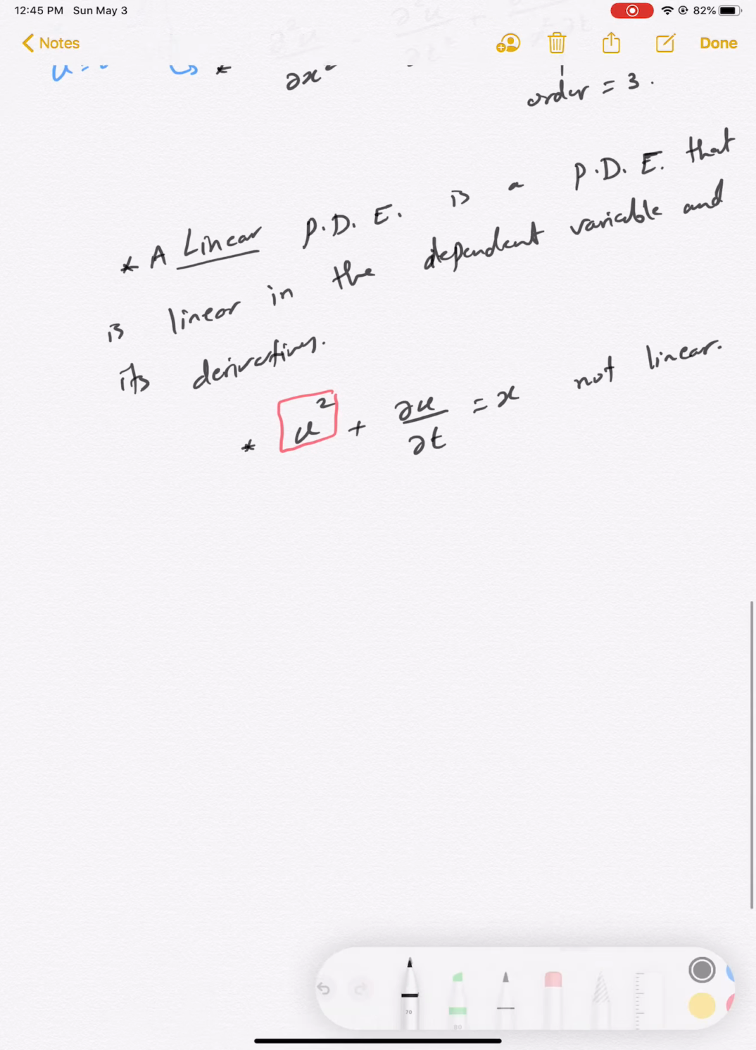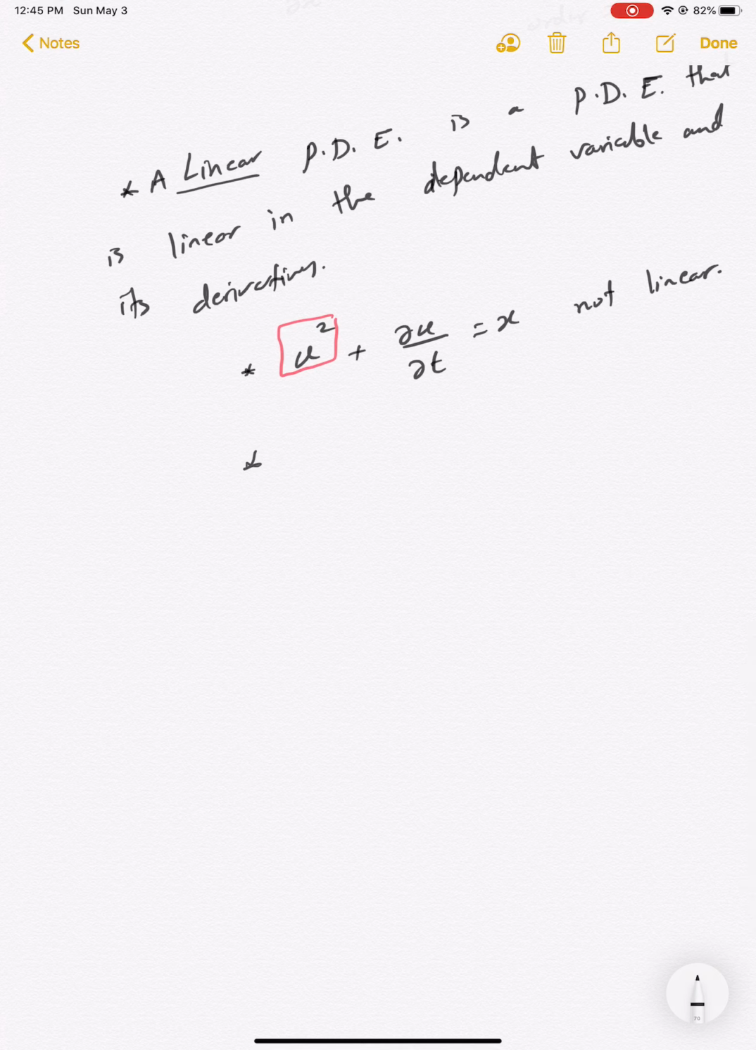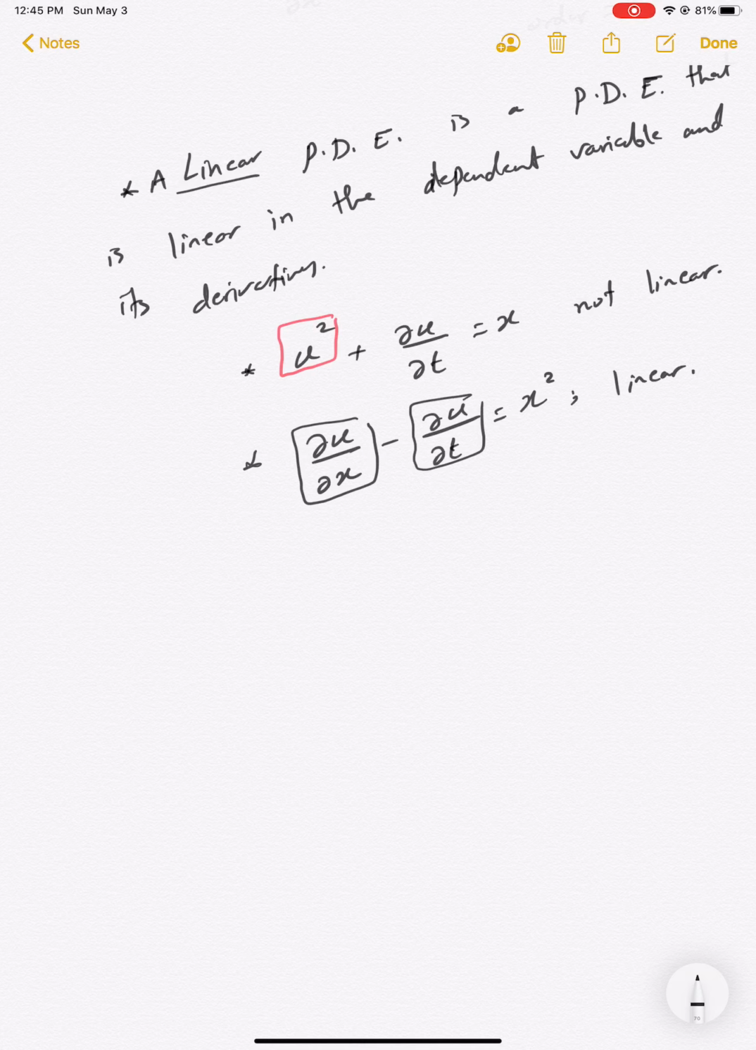So this is not a linear differential equation. For example, if you differentiate u with respect to x minus u with respect to t, that's equal to x squared. Is this linear? Now when we look at it, x squared is not a linear term. But that's not how we distinguish linear partial differential equations. Linearity in differential equations depends on linearity of the dependent variable. So you look at u and its derivatives. These are the u terms. Are they linear? Yes. So for us, this is a linear partial differential equation.